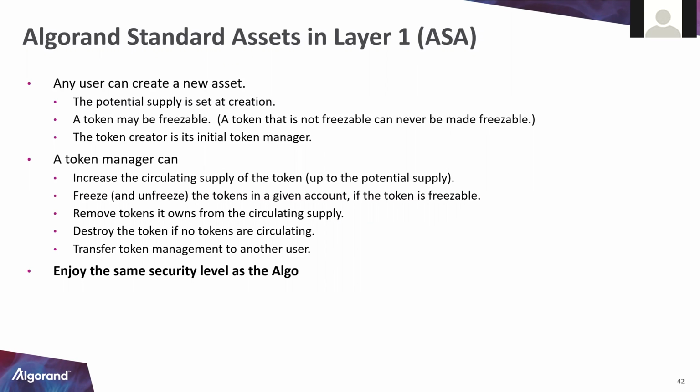The token creator is the initial manager, and he can also transfer the managership to somebody else he chooses at a future time. And the manager could probably increase the circulating supply, freeze the token if the token is freezable, destroy tokens if no tokens are circulating, and as I said, transfer the management right to another user, and so on and so forth. It's important to realize that those tokens are not layer 2 tokens controlled by smart contracts. They're really at the same level as the Algo, which is the native token of the blockchain, so any user can transfer those tokens just like how you would transfer Algos. And as long as the blockchain is secure, those tokens are secure. So that's a big benefit for having it in layer 1.